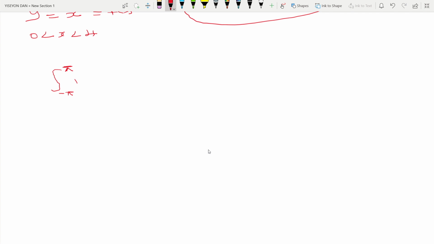To solve this integral, if we integrate 1, the answer is x. So we put pi, this is pi, and this is minus pi. So when you do this, this is going to be pi minus pi, which equals what? 2 pi. So that is our answer for that.